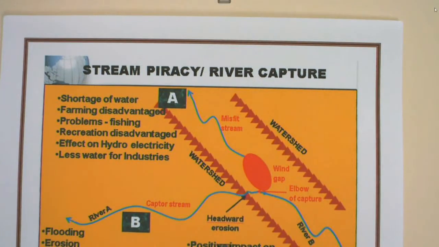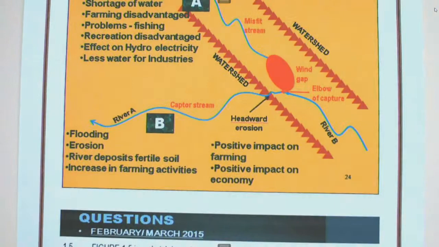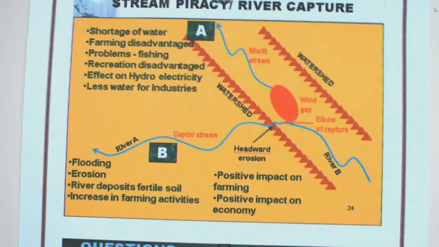Stream piracy, or river capture. This is where a more energetic river steals the water of a less energetic river.